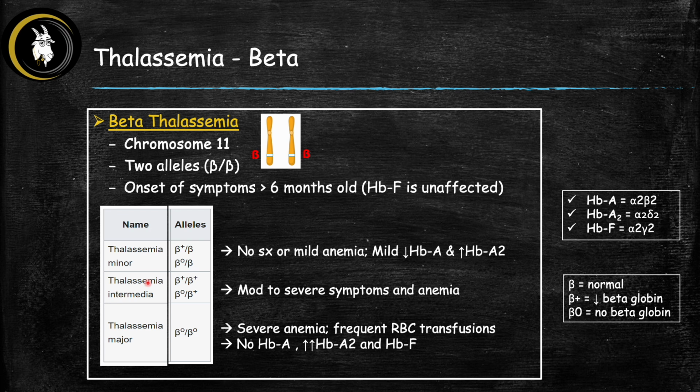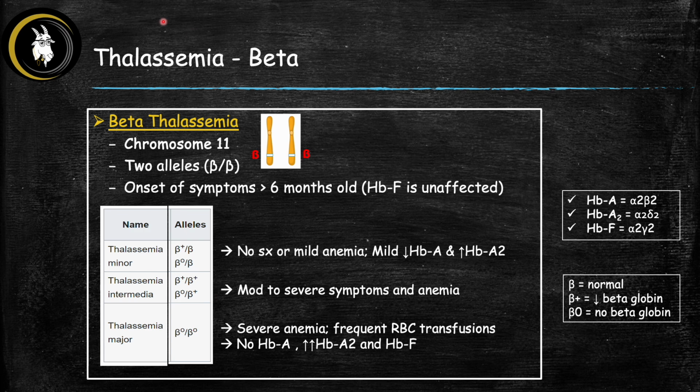And here, both copies of the gene are going to have some abnormality. So the genotype is going to be beta plus with either another beta plus or with a beta 0. So either way, there's at least one beta plus, which means that some beta globin is going to be made. So we don't have a complete absence of beta globin, but it's still a pretty significant loss of it. So these patients are going to have pretty significant symptoms and at least moderate to severe anemia.